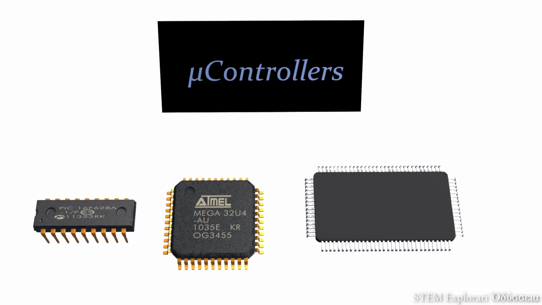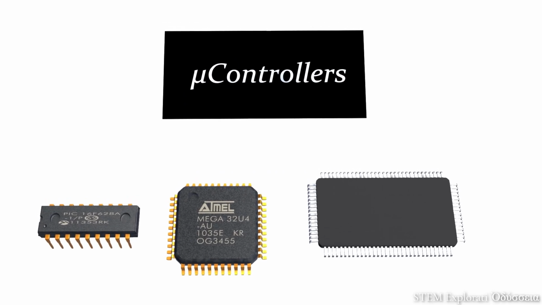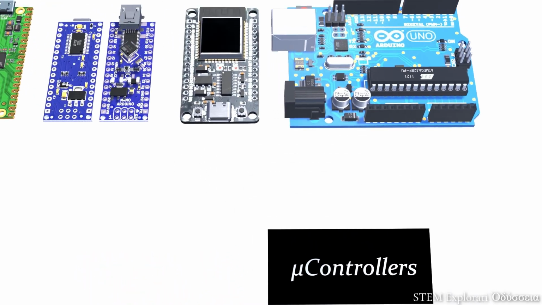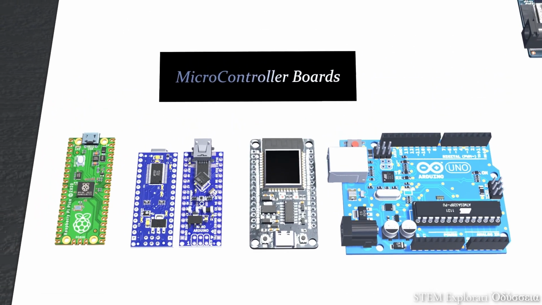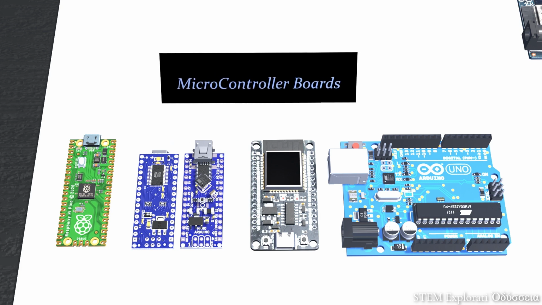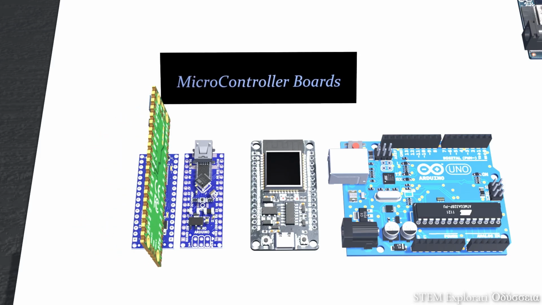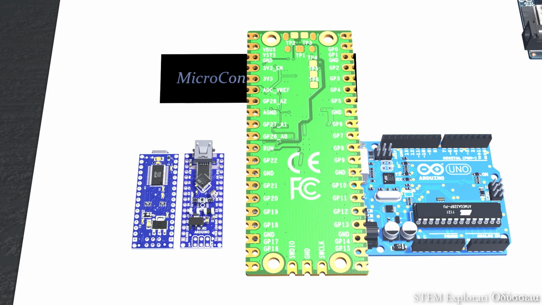Now that we know what microcontrollers are, let's take a step further and talk about microcontroller boards. A microcontroller on its own is just a tiny chip. Powerful, yes, but not exactly user-friendly. That's where development boards come in. A microcontroller board takes that chip and places it onto a small circuit board, along with all the extras you need to actually use it. Things like power regulation, input and output pins, USB connectors for programming, and sometimes built-in sensors or communication modules. These boards make it much easier for engineers, students, and hobbyists to experiment and build projects without worrying about wiring up every tiny component themselves.